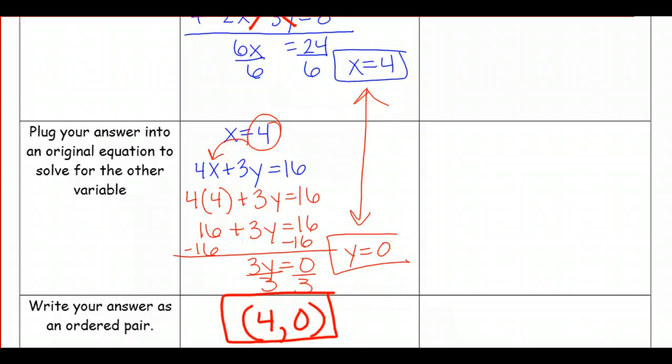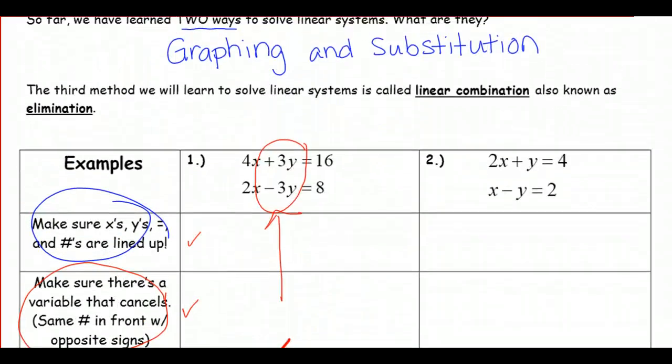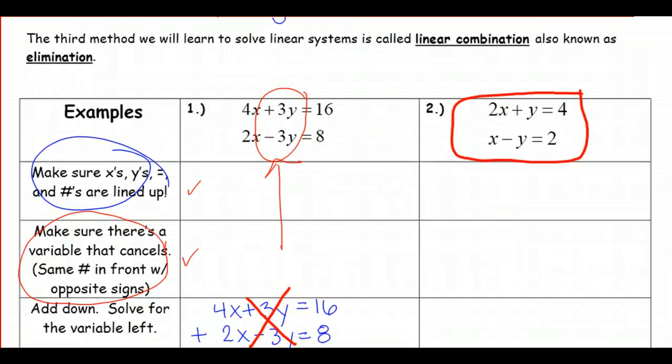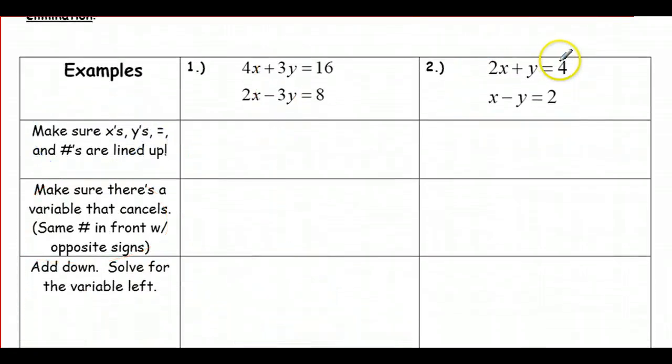All right, let's go ahead and continue on to the next example. In this next example, our system is 2x plus y equals 4 and x minus y equals 2. Before I move on, I'm just going to clear the screen so that it doesn't get so confusing. All right, so we're on problem 2: 2x plus y equals 4 and x minus y equals 2.